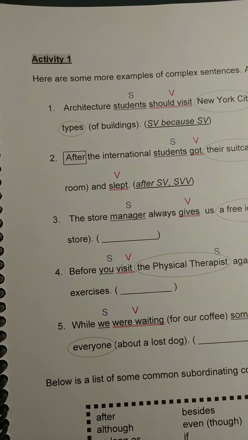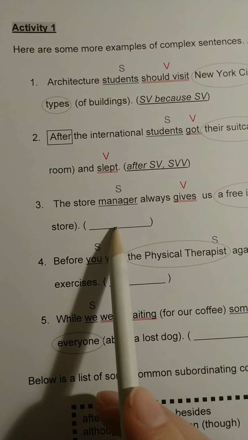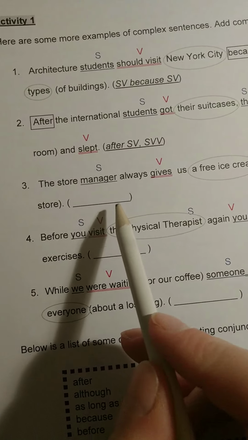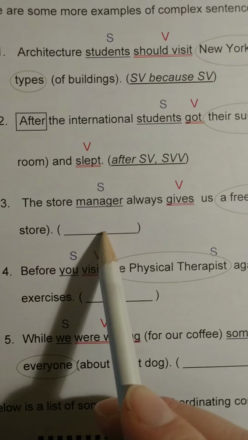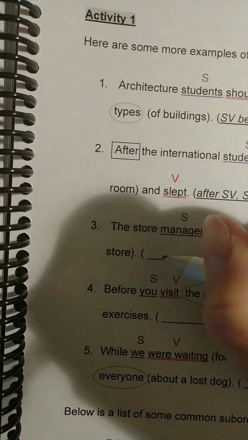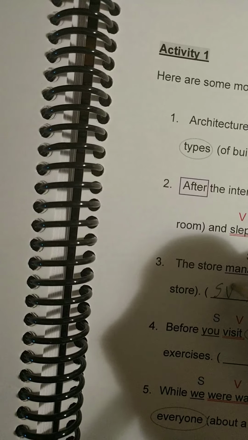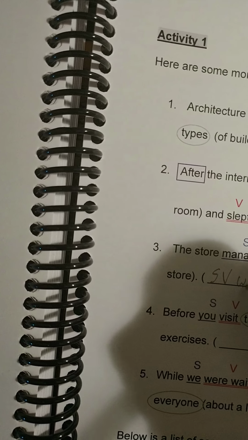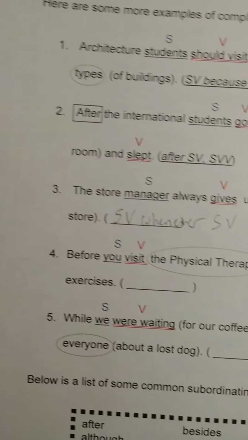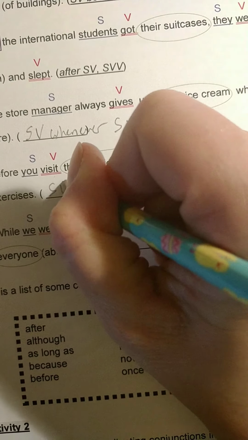All right, so I will complete this. You basically just need to write in the parentheses what the pattern is. Okay, so number 1 and number 2 are finished for you. Number 3, the store manager always gives us a free ice cream whenever we go to the store. So here we have subject, verb, whenever, and then subject, verb, just like that.